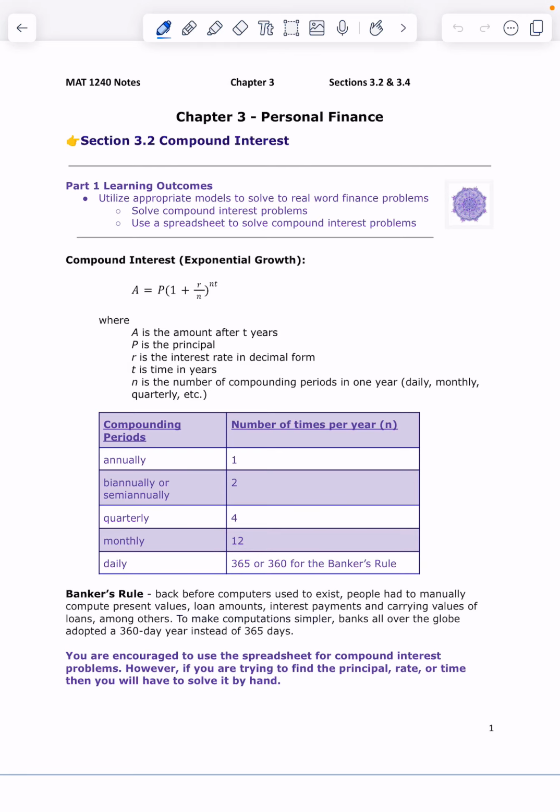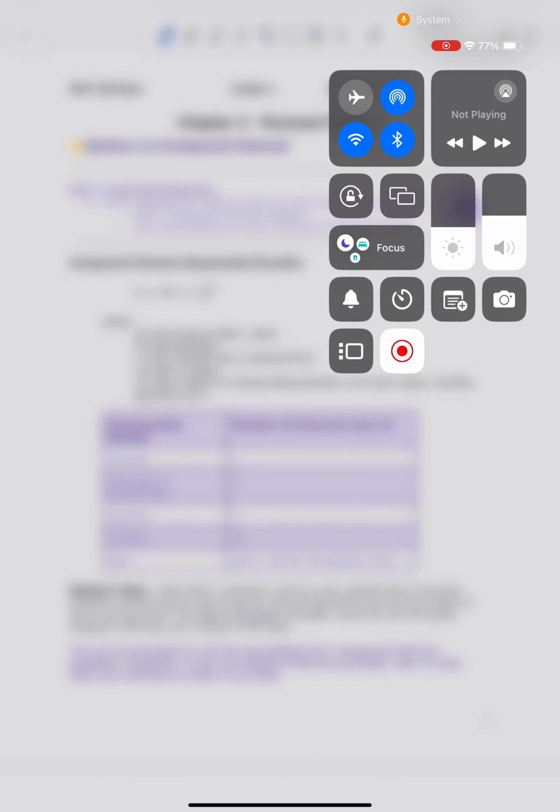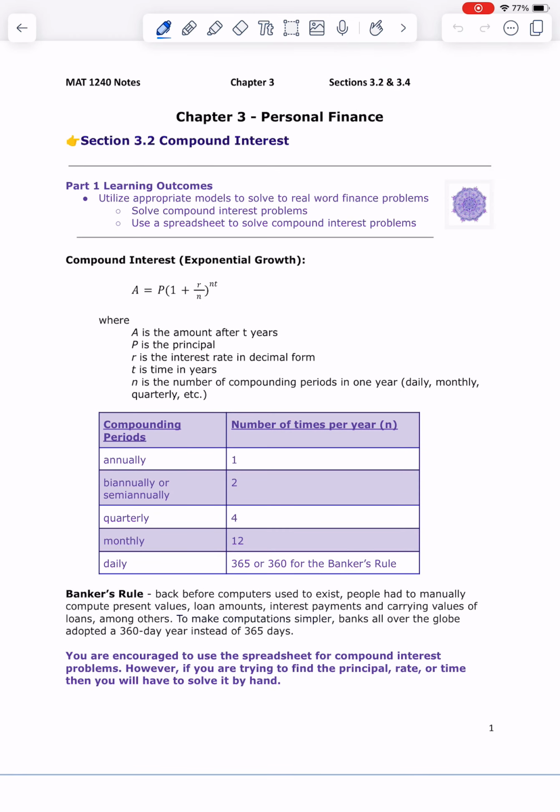Okay, so section 3.2 is on finance. I'm just making notes on compound interest. I wanted to make sure I was actually recording here. So we are going to learn how to solve compound interest problems.